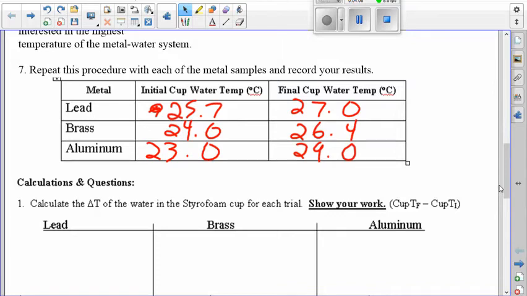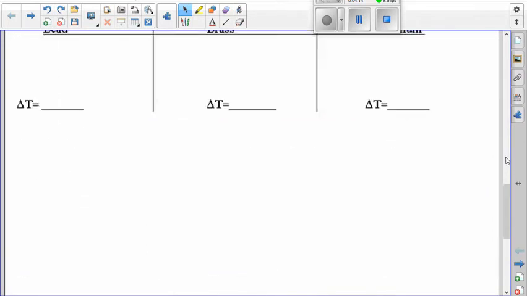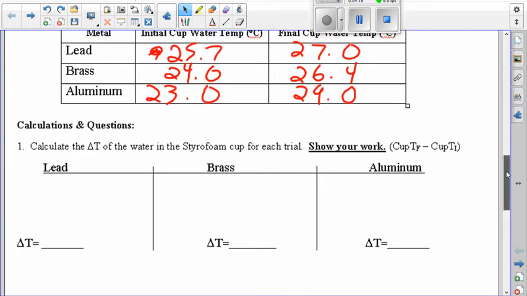Okay, so we're going to use this data to learn some information about these metals and a new term. It's going to be a wonderfully fun time. First, we need to calculate some things. We need to first calculate the delta T of the water. My smartboard is a little saucy today. This was supposed to be a circle.